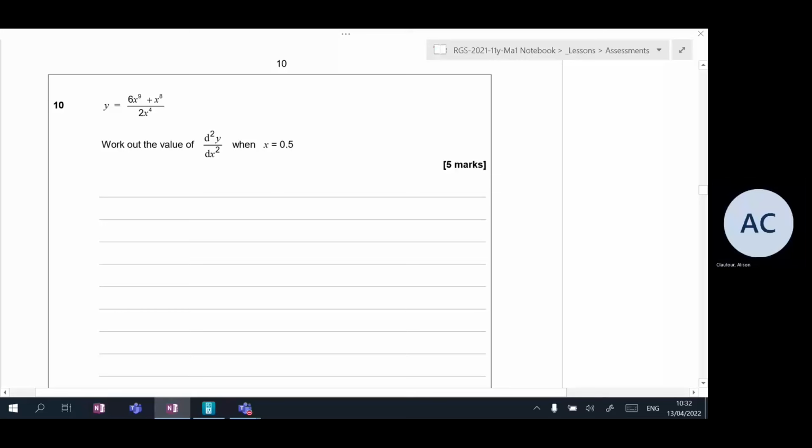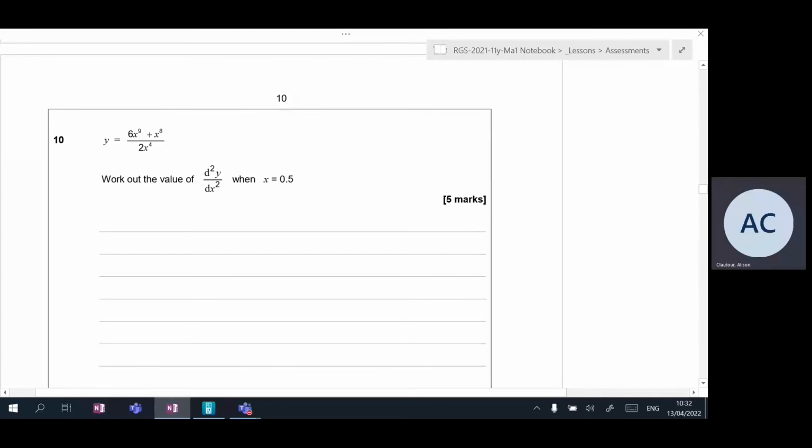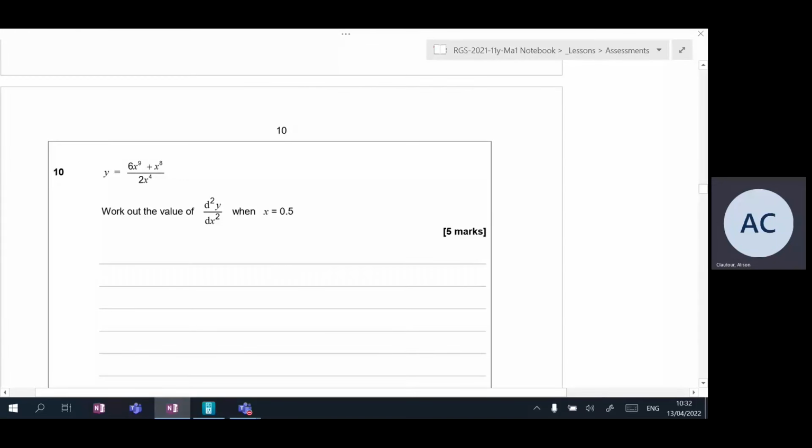Question 10. Find the second derivative when x is 0.5. So I'm going to have to sort out this y first. Okay, so when you've got two terms over one term, just split them up. So you've got 6x to the power of 9 divided by 2x to the power of 4. And then you've got the second term.